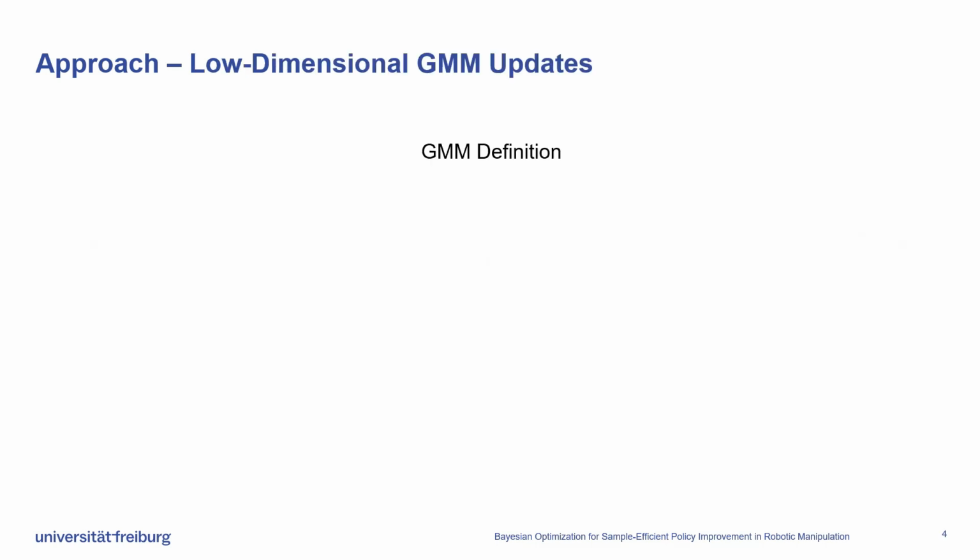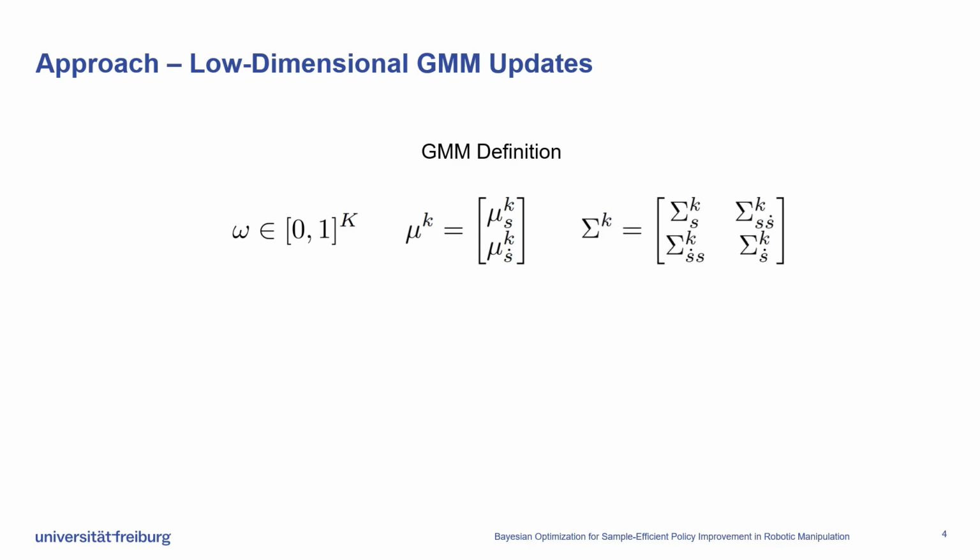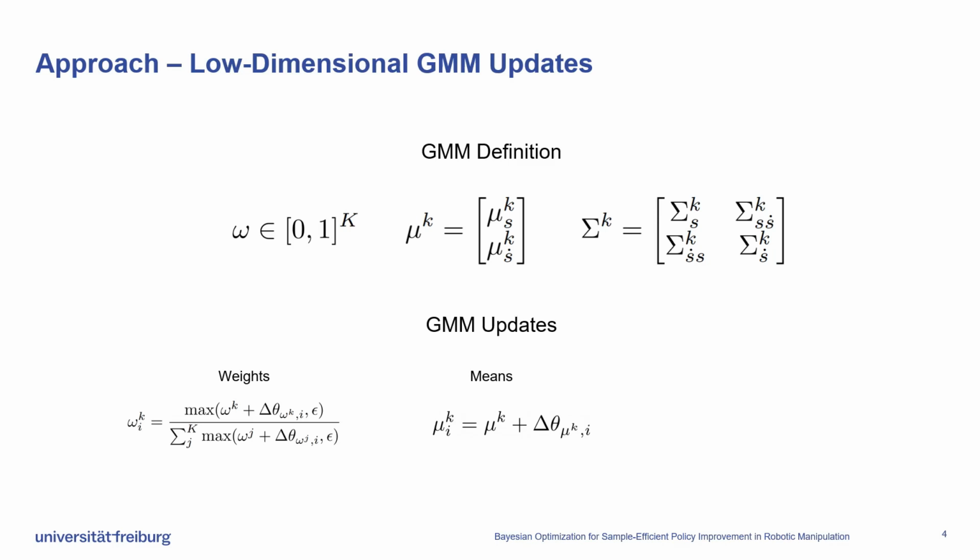Our GMMs model the association of a state to its derivative. They consist of an activation weight per component, the component's means, and the covariances of each component. We update these GMM parameters using different schemes. The weights are updated with a simple addition and renormalization. The means are updated solely additively.